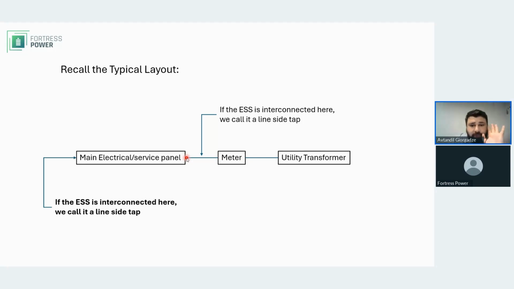So with that, I think we're ready to explore different configurations and different methods of interconnecting. What are the limitations? What are the pros, cons? And then at the end, see how Fortress Power does it.